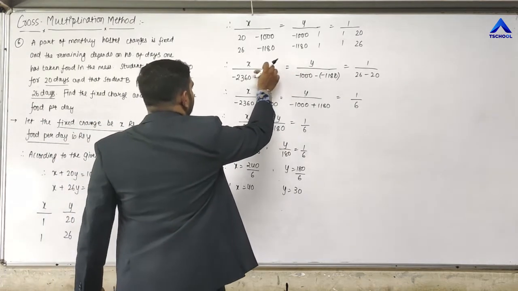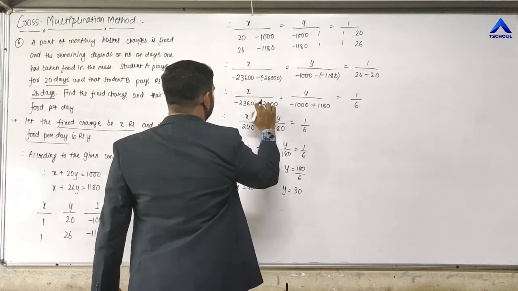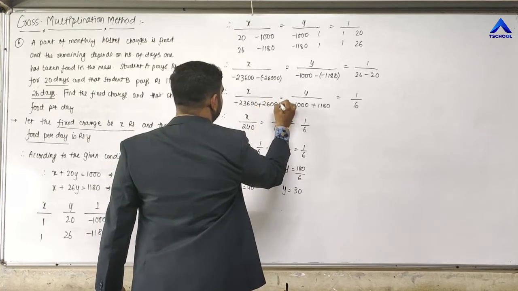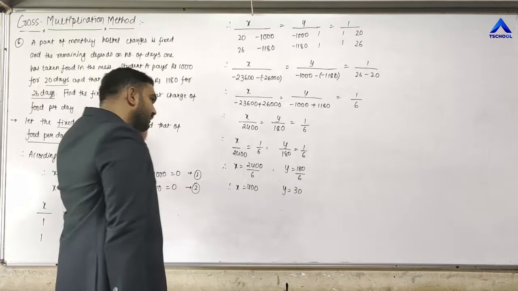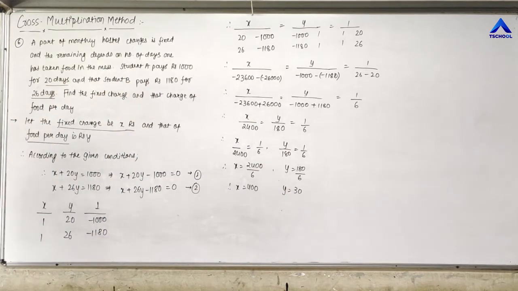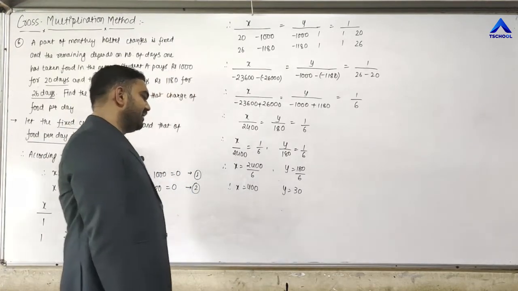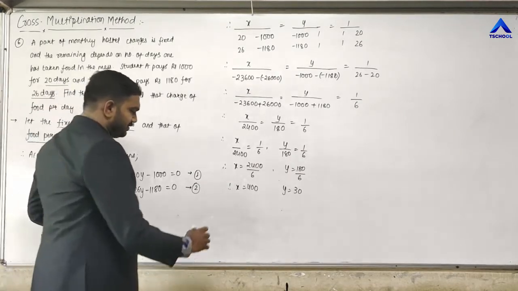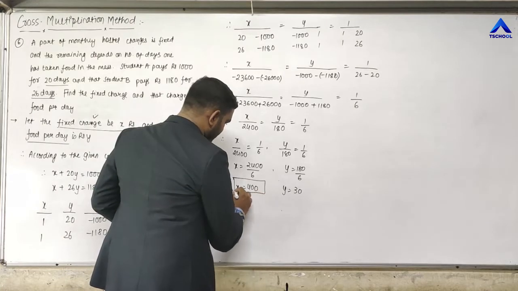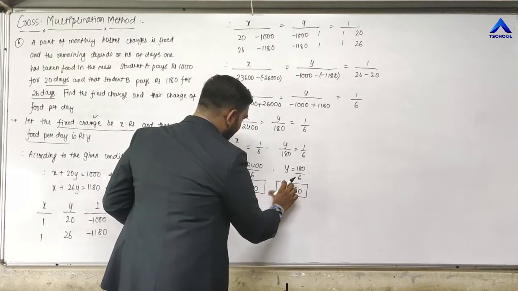See friends, we have made again a small mistake of 0 here. Okay, that's it, nothing more, right? So in place of x we are having 400, in place of y we are having 30. So the fixed hostel charge is rupees 400 and the charge of food per day is rupees 30.